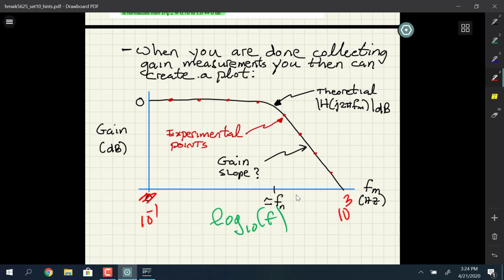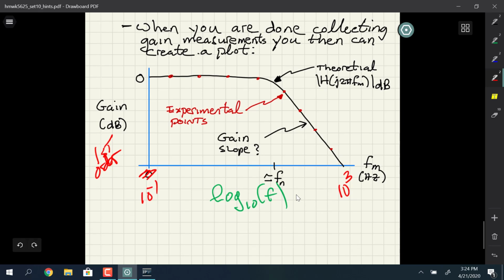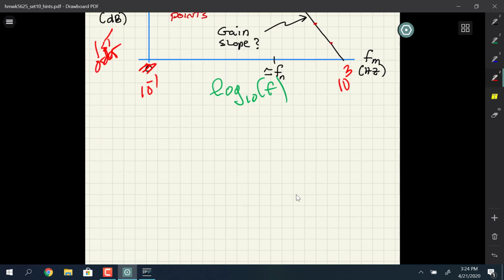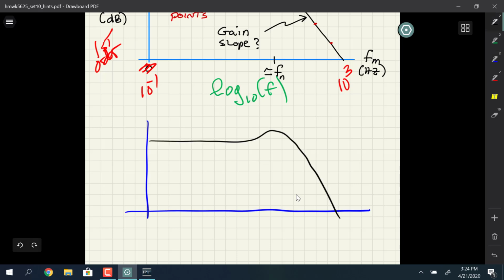This is for the first order. The red dots are the experimental points, and I'm going to show you how you get those in the notebook in a second. The black is the theoretical frequency response for the first order loop. And then for the second curve, it's going to be the same type of curve, but it's going to do something a little bit different. It's going to have some peaking in it, and then it's going to drop off. So you're going to get experimental data for that one too.